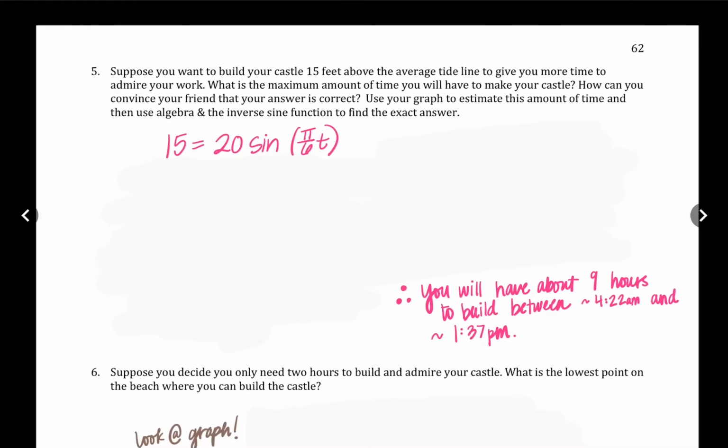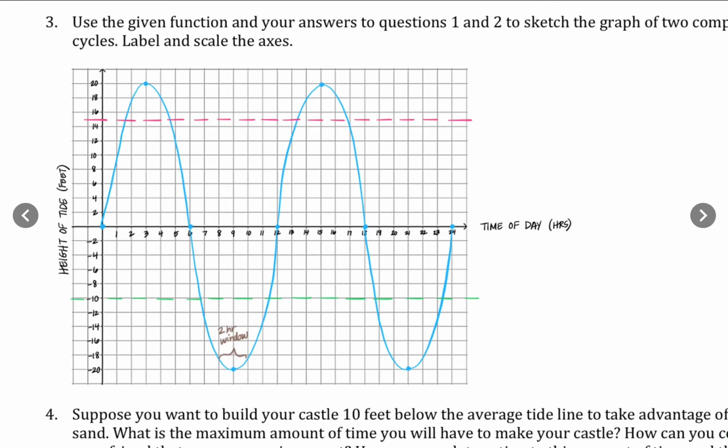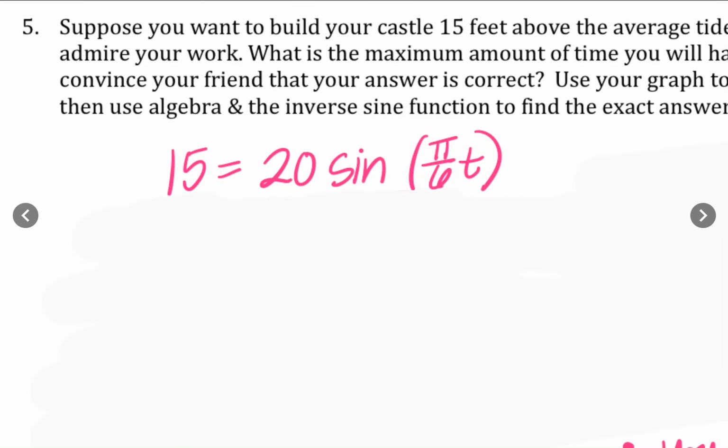So question number 5 is now saying we want to build it at 15 feet above average tide line. So looking back at my graph, I drew that line right there around 15 feet. And I can, again, estimate, where do I think that point is? Well, to me, it looks about 4.5. Where do I think that other point is? Well, it looks kind of like 13.5, which would be like 1:30. So I'm going to ballpark between 4:30 and 1:30. But setting the equation equal to 15 will give us those exact times.